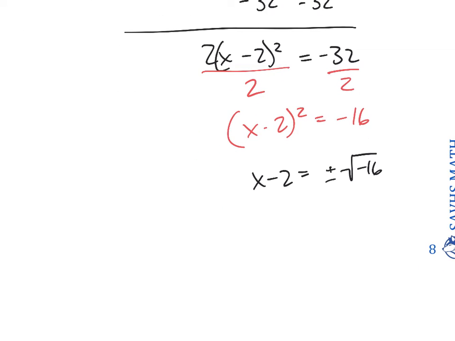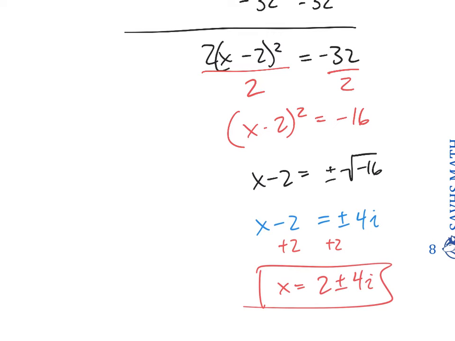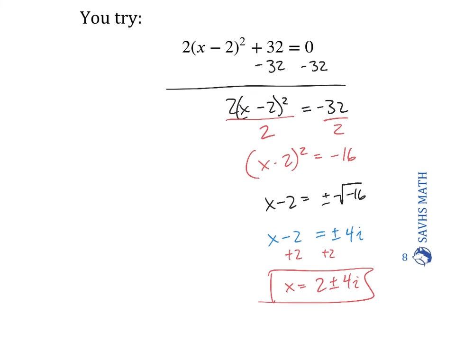Well, we have already seen the square root of negative 16. And so we know that the square root of negative 16 is 4i. So x minus 2 equals plus or minus 4i. And then let's add 2 to both sides. There we go. There's our answer.